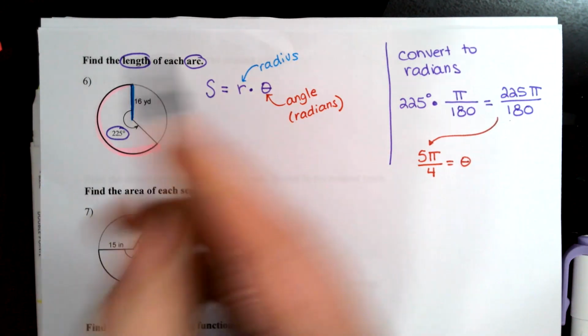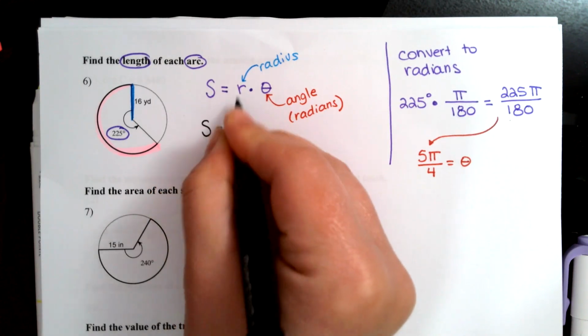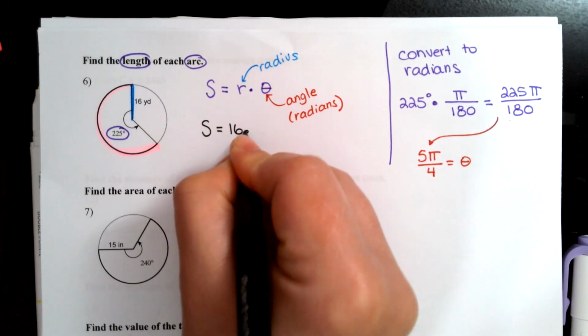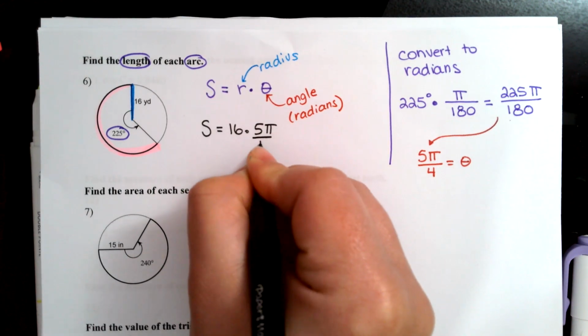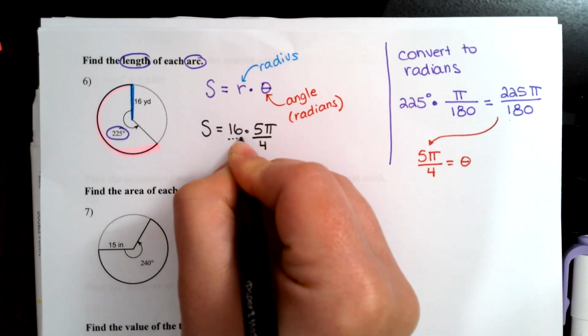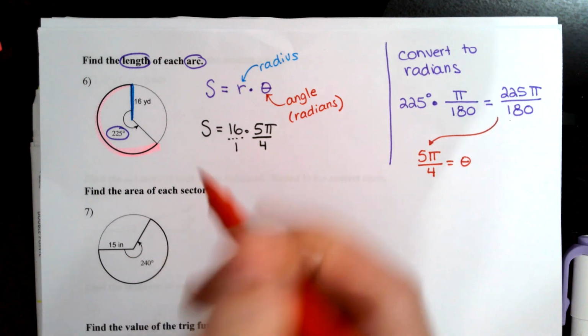So for the actual formula, we're going to say arc length is equal to the radius of 16 times your, what was our angle? 5 pi over 4. So you want to put a little 1 underneath here and multiply straight.